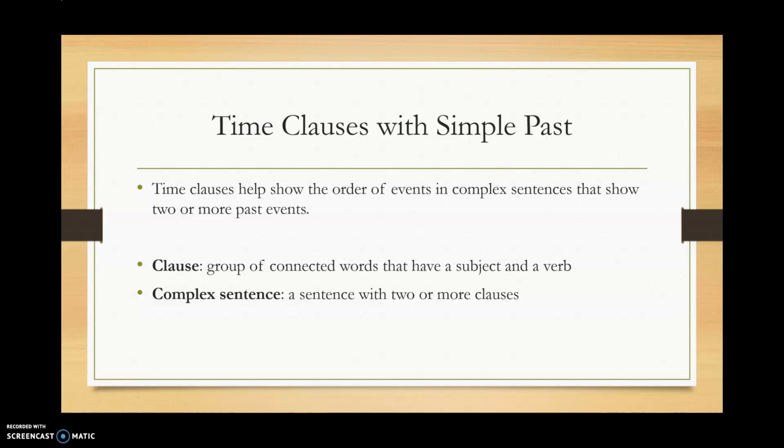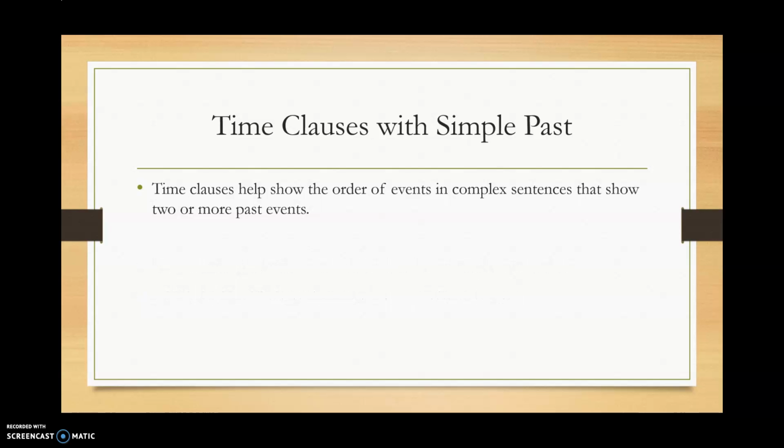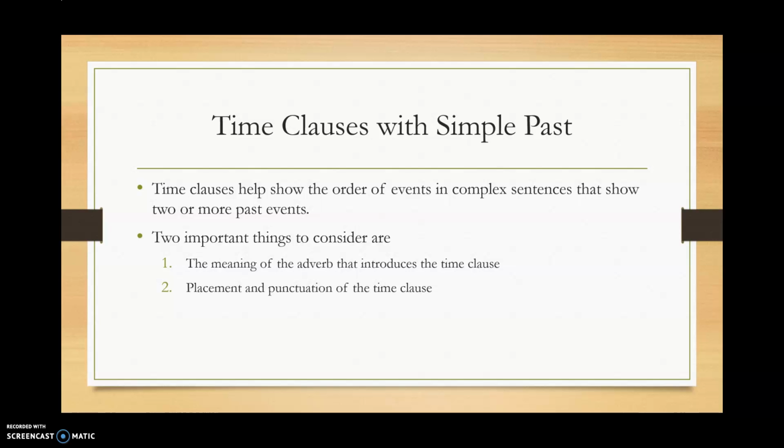It's different from a phrase. Phrases have just a subject or just a verb, and a clause has a subject and a verb. A complex sentence is a sentence with two or more clauses. Okay, so a couple things to remember with time clauses are, one, the meaning of the adverb that introduces the time clause, and two, the placement and the punctuation of the time clause.